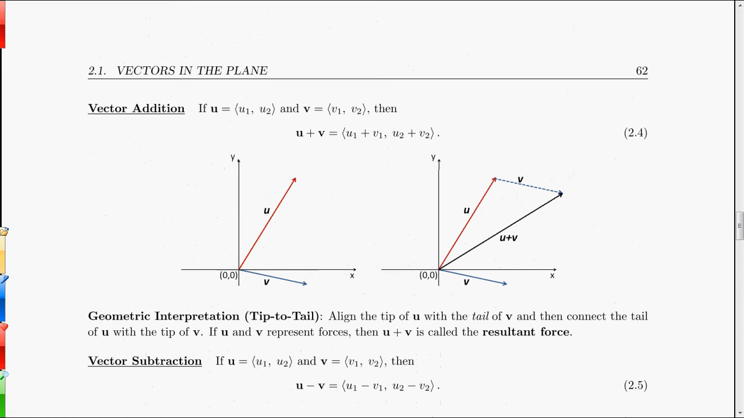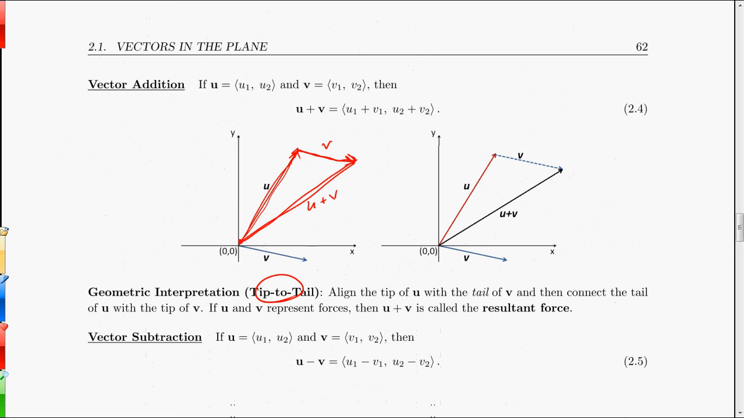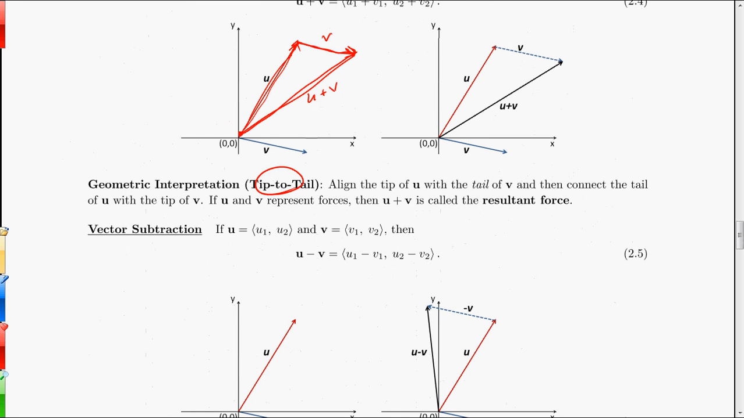But what it looks like, if this is U starting at the origin, terminating there, and this is V, you take the tip of U and connect the tail of V. All right, you get V there, and then when you connect the tail to the tip, you get U plus V, right? That's why it's called tip to tail. So you take the tip of U, attach the tail of V, and where that terminates is U plus V.